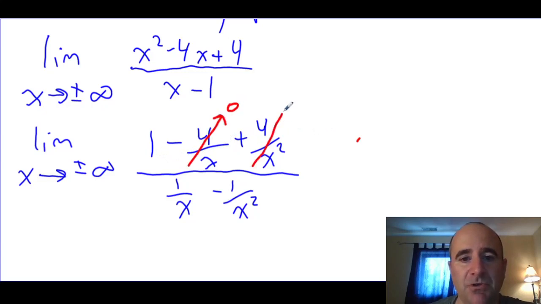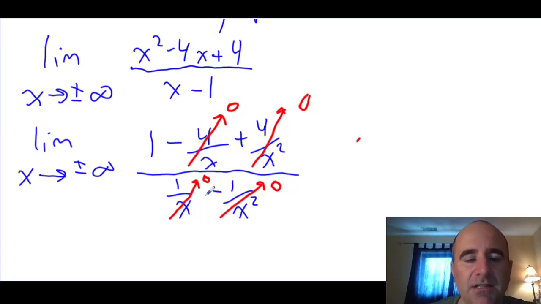4 divided by a big number squared also approaches 0. Okay, these also approach 0. And again, approaching 0. So when we look at this, what are we left with here? We're left with a 1 divided by a number getting closer and closer to 0. So think about 1 divided by a number closer and closer to 0.